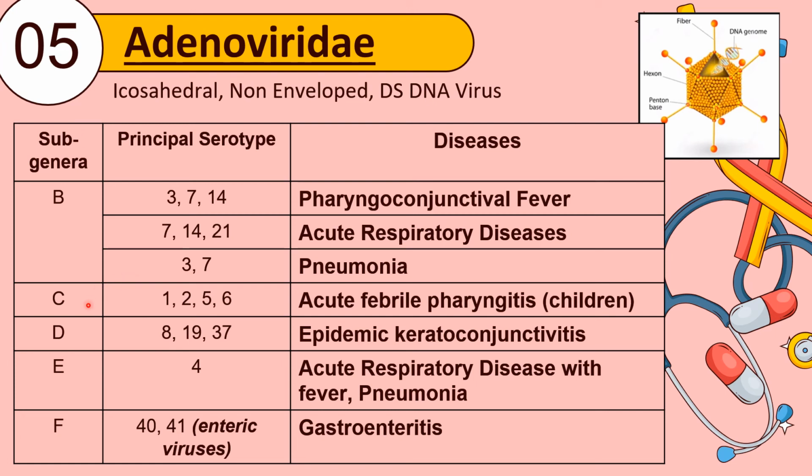Subgenera C, serotypes 1, 2, 5, and 6 cause acute febrile pharyngitis, specifically in children. Subgenera D, serotypes 8, 19, and 37 cause epidemic keratoconjunctivitis. Subgenera E, serotype 4, causes acute respiratory disease with pneumonia and fever. And lastly, subgenera F, serotypes 40 and 41 are known to be the enteric viruses, which cause gastroenteritis.